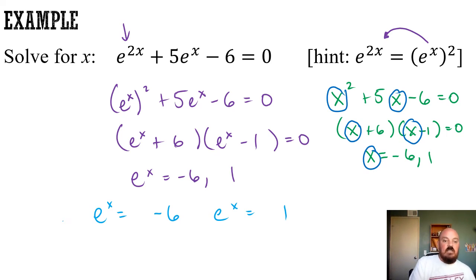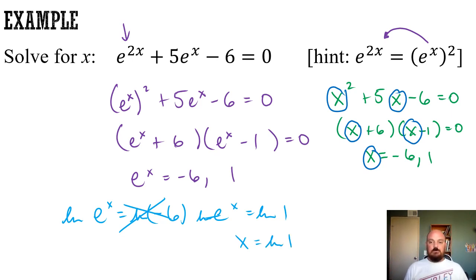So you solve by taking the natural log, and you go, okay, well, I can't take the natural log of negative 6. I can't do any log of any negative number. So we're going to throw that one away. But on the other side, I get x equals natural log of 1. That's my answer, although we can evaluate that because natural log of 1 is 0. That's another property: any log of 1 equals 0. So the final answer to this question is x equals 0.